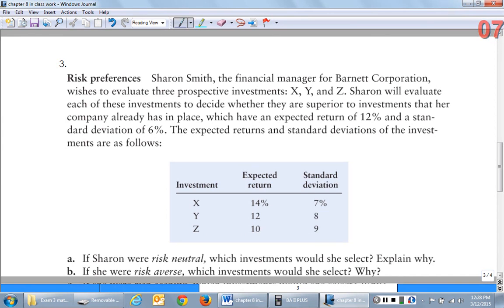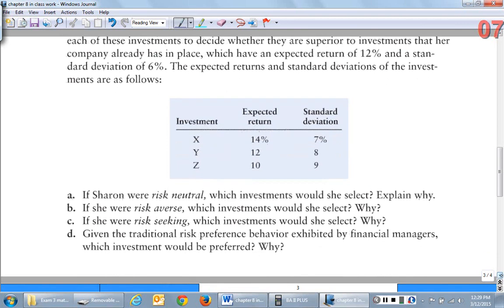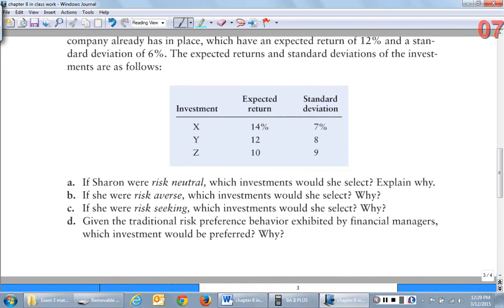Her company already has in place an expected return of 12% and a standard deviation of 6%. The expected returns and standard deviations of the investments are in this table. If Sharon were risk neutral, which investment would she prefer?